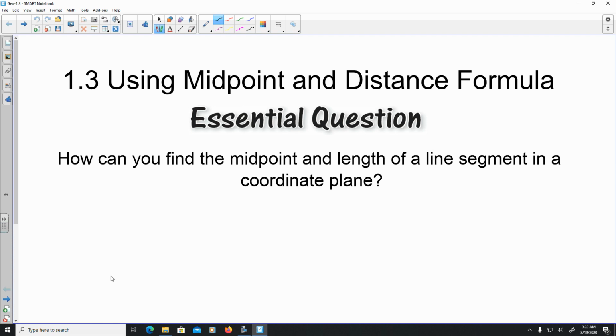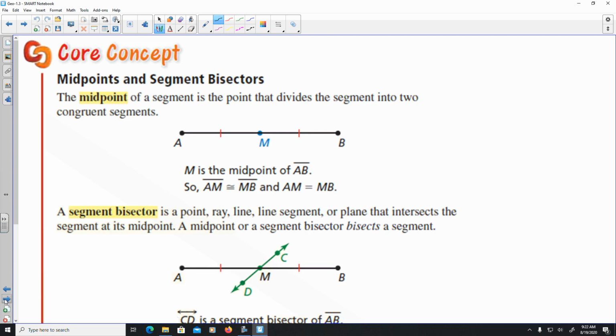Before we look at that, we're first going to establish what midpoints are, and then use that initially to help us solve problems, and then go into the coordinate portion of our lesson.